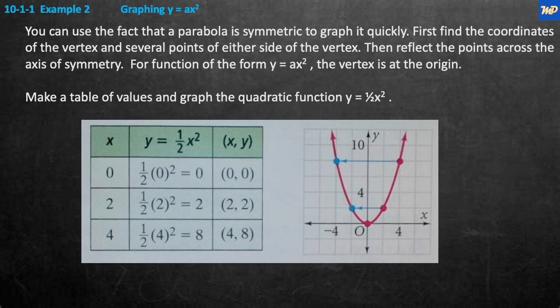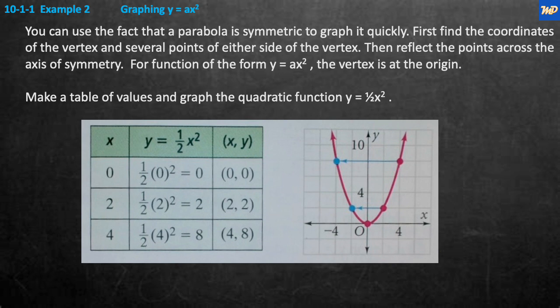If it was ax squared plus c, it'd be moving it. If it was ax squared plus bx, it would be changing it. That would still put it at the vertex, but it depends on what we're dealing with here. So let's look at this one here. It says make a table of values and graph the quadratic function y equals 1/2 x squared.